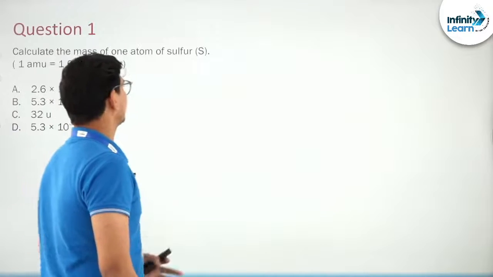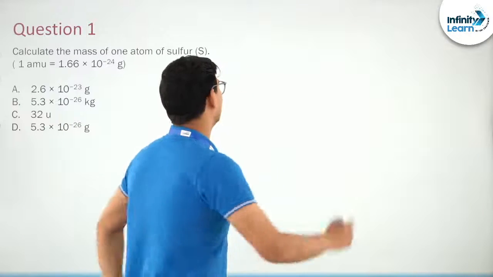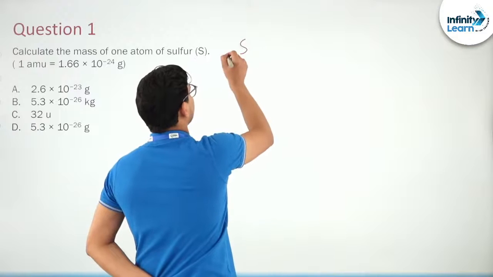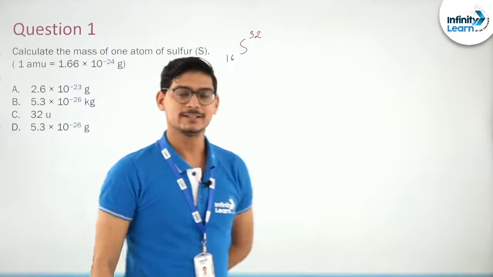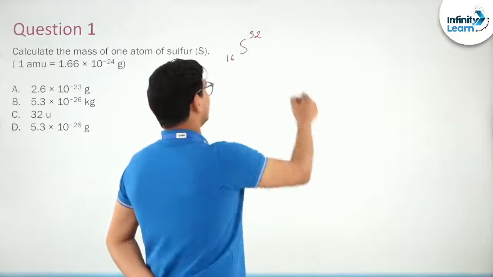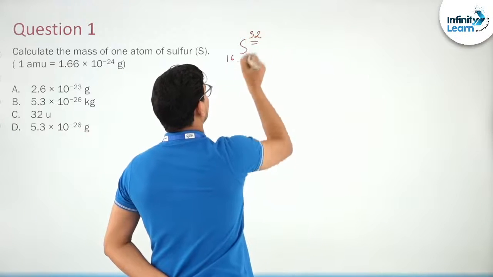Okay, so sulfur is a pretty common element, alright, and we all know the atomic number of sulfur is 16 and its mass number is 32, alright. So the atomic mass of sulfur is 32.